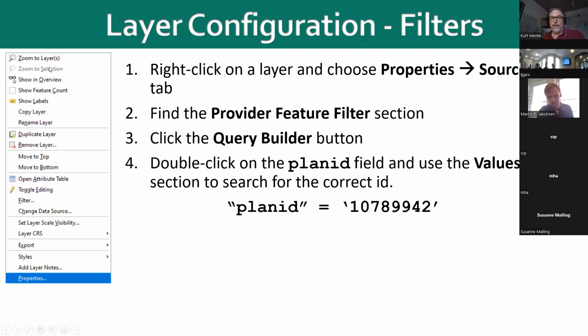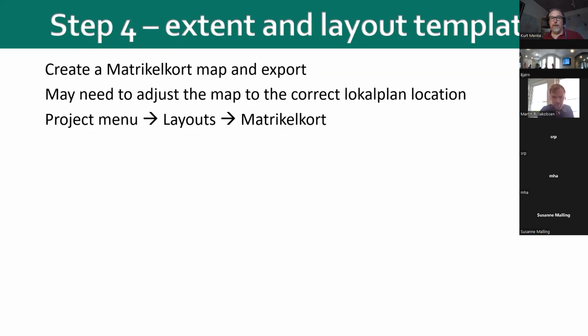So you can use that to quickly get to the correct location, and then go to the project menu to layouts and open up the matricule coordinate layout. And it should at that point be pretty much ready to go. There might be a couple of small tweaks you want to make, but it should be ready to export.